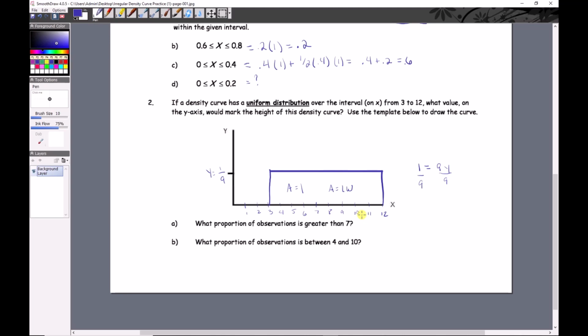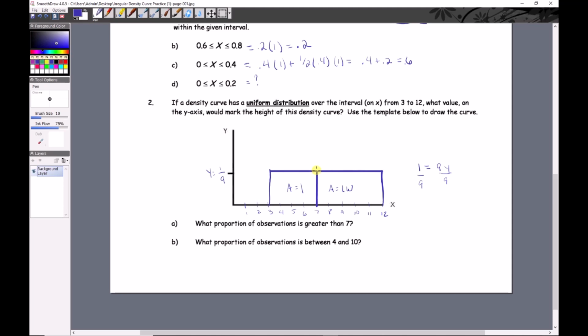And now they want you to get the proportions that are greater than 7. So that's right here. And let's see if I can actually get it to draw straight. This is always fun for me. Okay. What is it with this? Some days it works every time. All right, there we go.